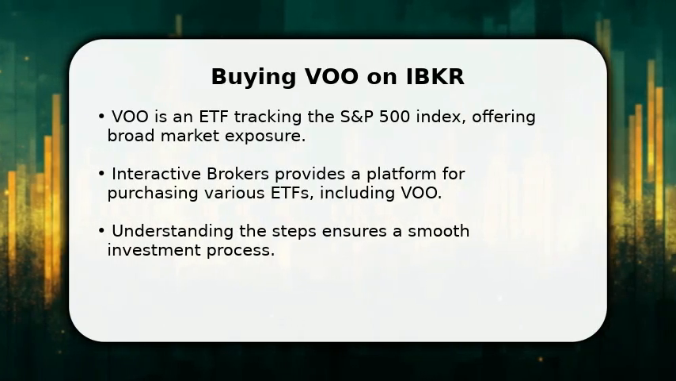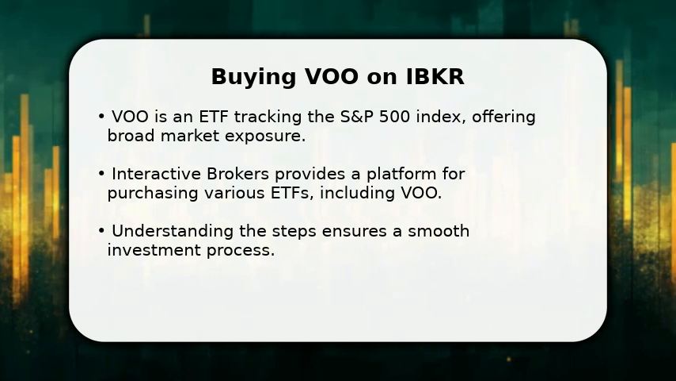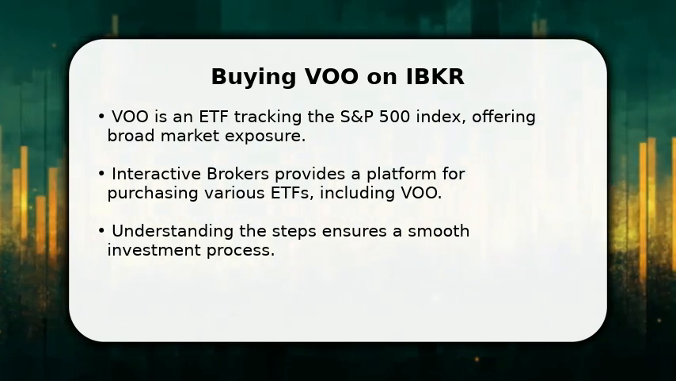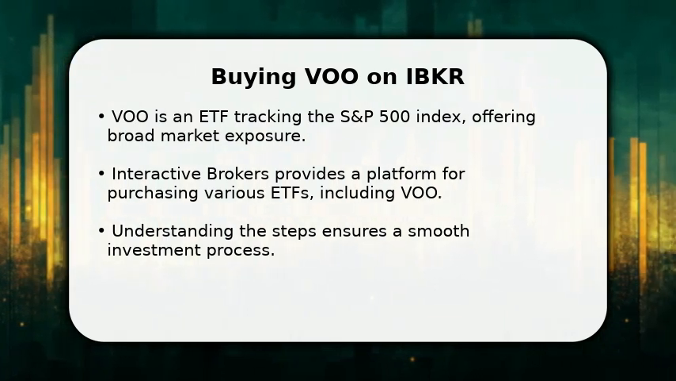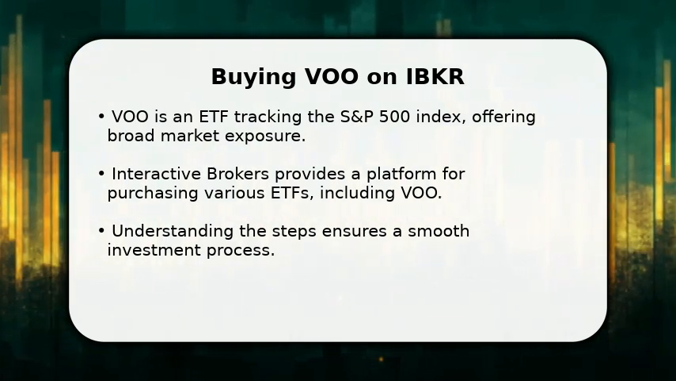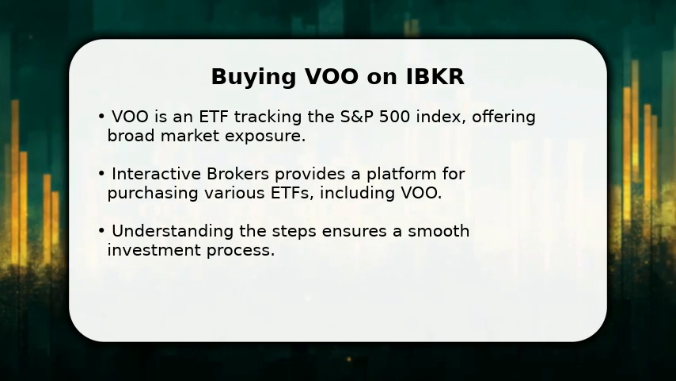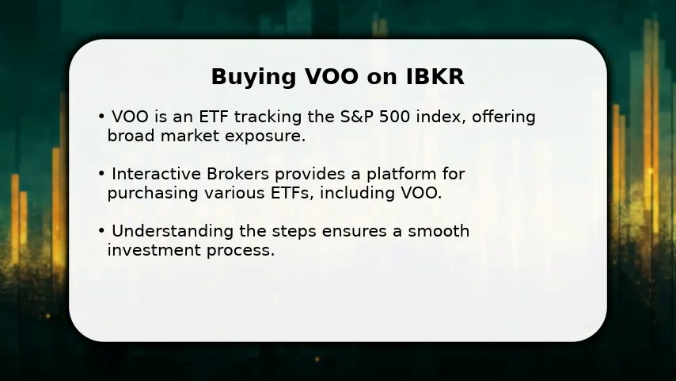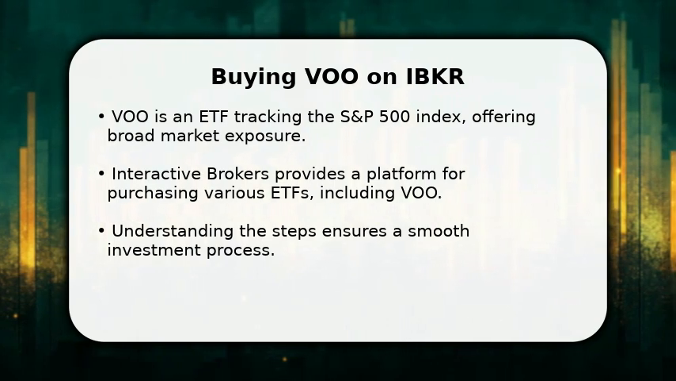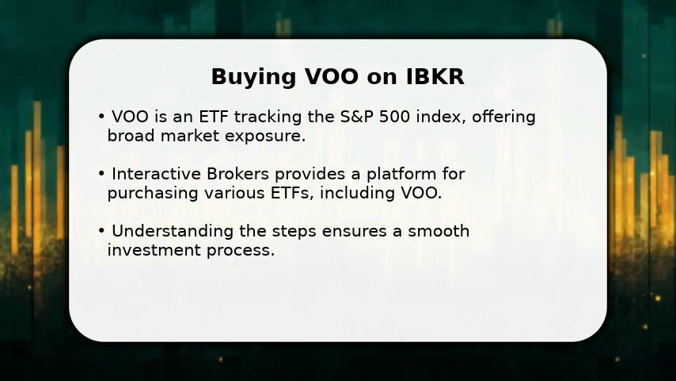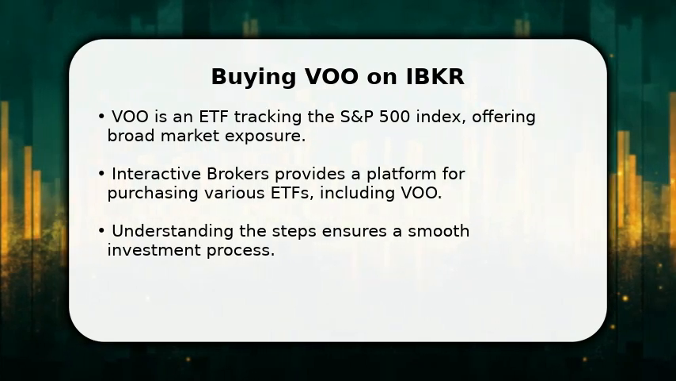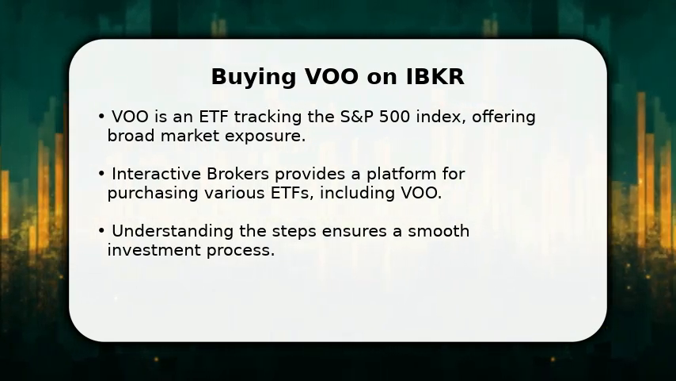In this video, I will explain how to buy VOO on Interactive Brokers. VOO, the Vanguard S&P 500 ETF, offers broad exposure to 500 of the largest United States companies, making it a popular choice for diversification. We'll walk through the process step by step, from funding your account to placing your order and confirming your investment. This guide will help you navigate the platform efficiently.